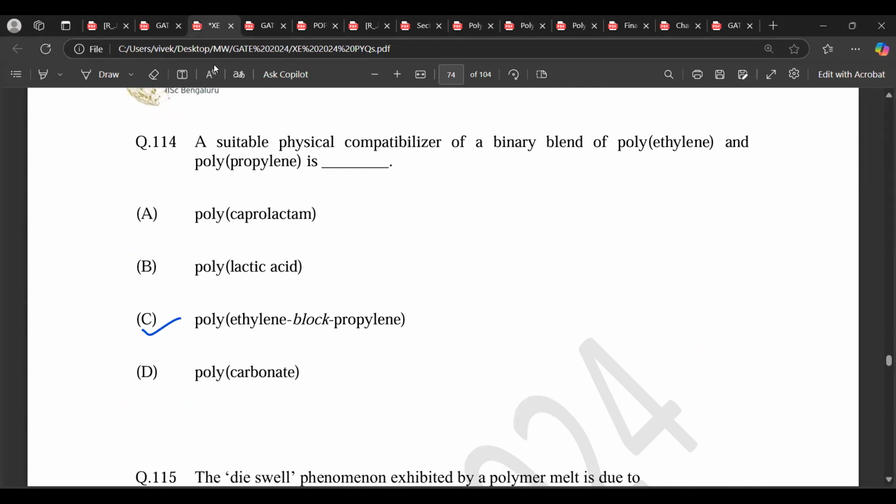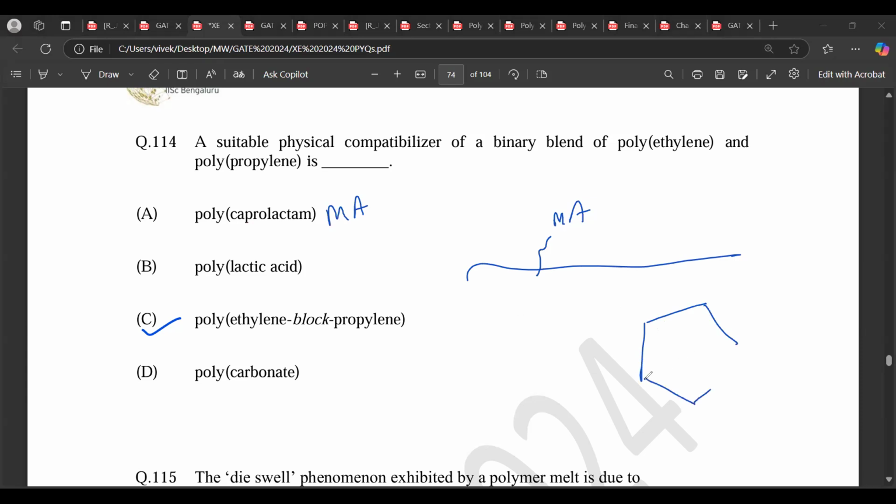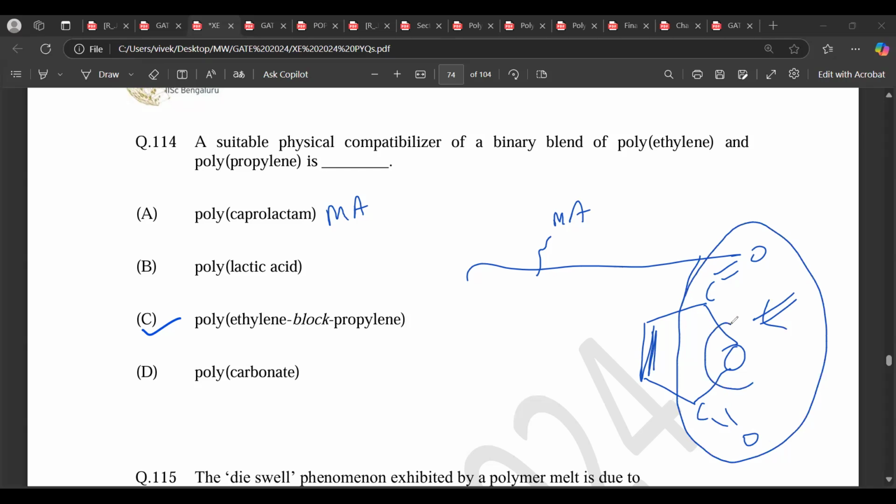If you read carefully, you know PE and PP can be compatibilized using maleic anhydride grafting, right? So you have PE chains, and you can graft maleic anhydride here. Maleic anhydride, if you hydrolyze it, you will get maleic acid. But you see, you got this anhydride bonding, and they are available to form the bonds, right?